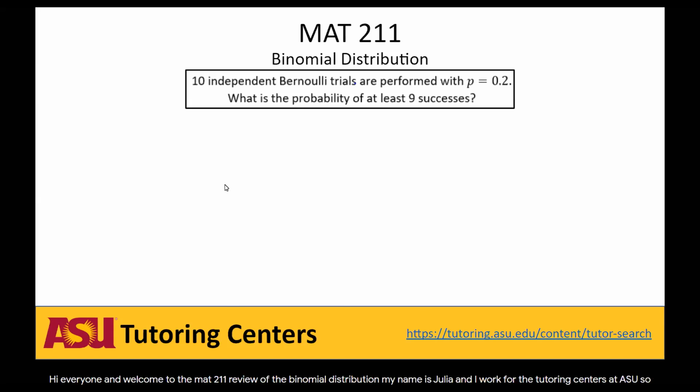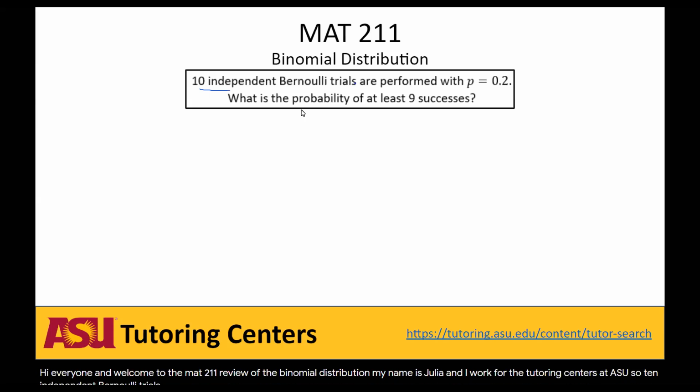So, 10 independent Bernoulli trials are performed with p equals 0.2. What is the probability of at least 9 successes?